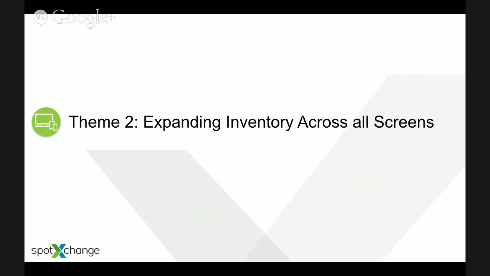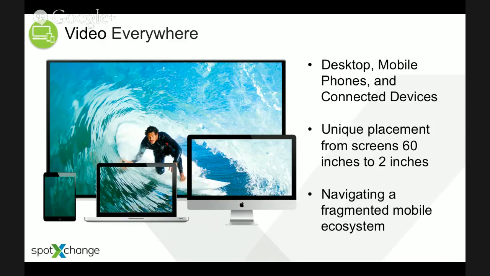For our second theme, we're going to look at expanding inventory across all screens. Mobile is growing emphatically. We see that over the last 2 years, it's grown over 260%, and eMarketer is projecting it to be 50% of all video by 2015. And as a publisher, that means you have a lot of eyeballs on the different screens out there, meaning that you may have desktop inventory as well as mobile phones and then finally connected devices.